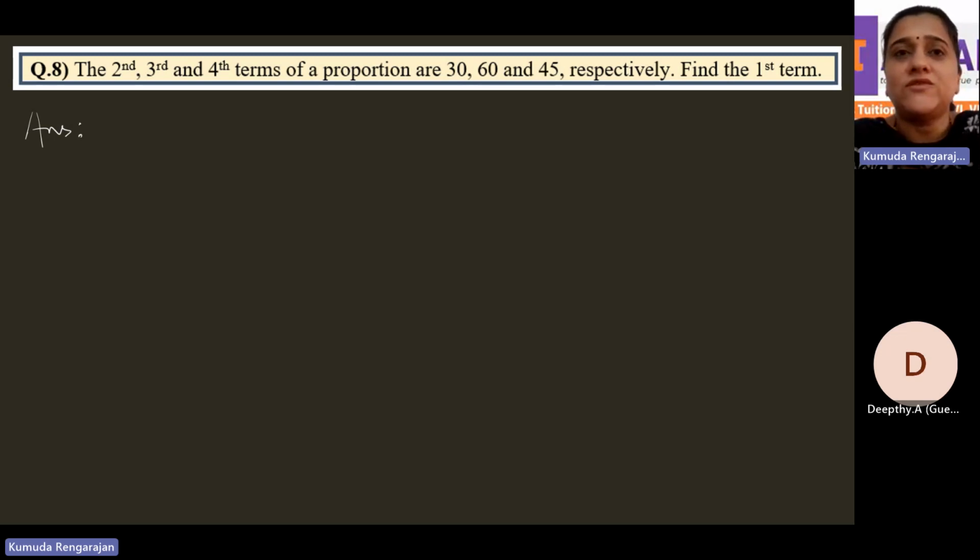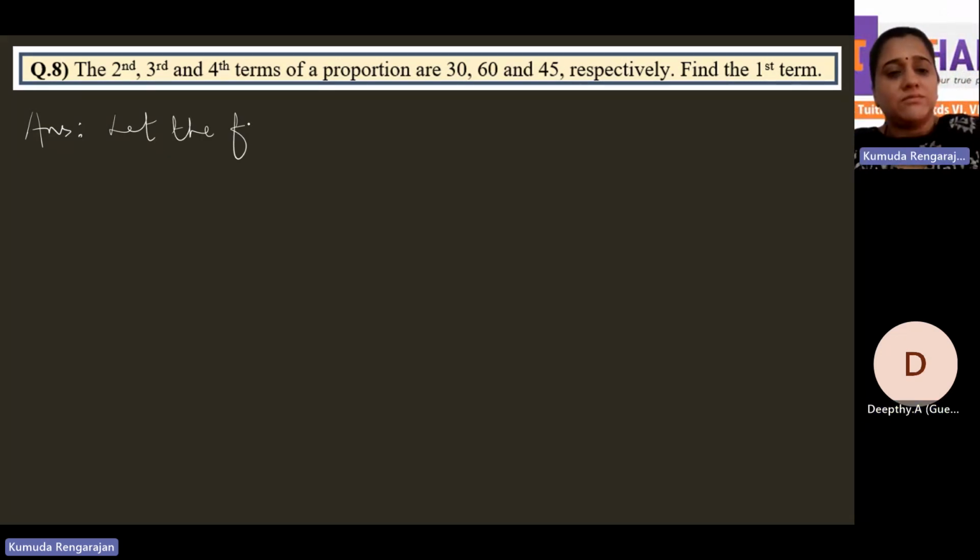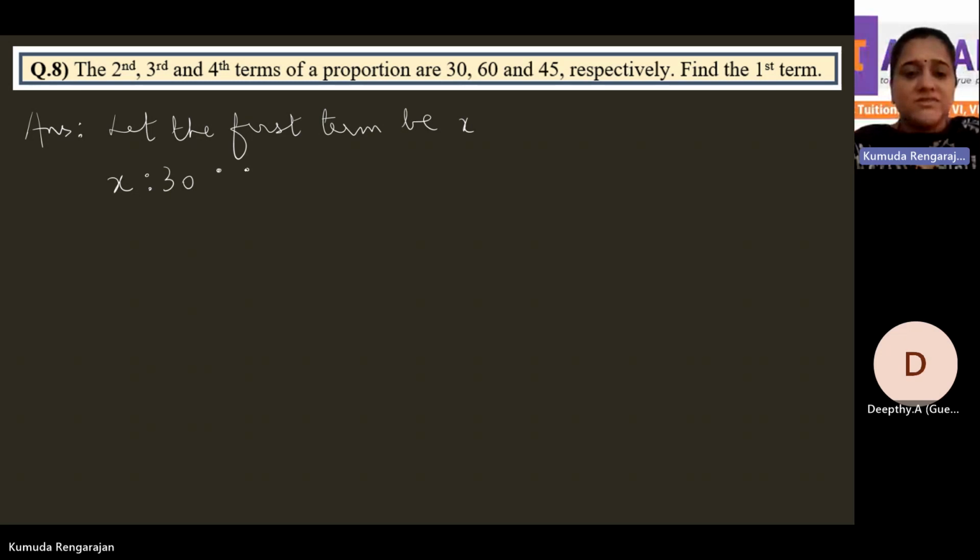All right, so here you need to find the first term. Of the 4 terms, 3 terms are given to you. You need to find that missing term, the first term. So you start like this. Let the first term be X. Now it's given that the numbers are in proportion. So the first term X is to the second term 30 as the third term 60 is to the fourth term 45, because this is how we write a proportion.